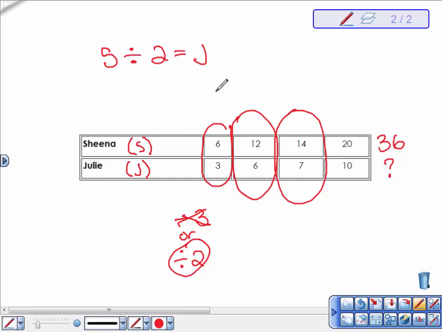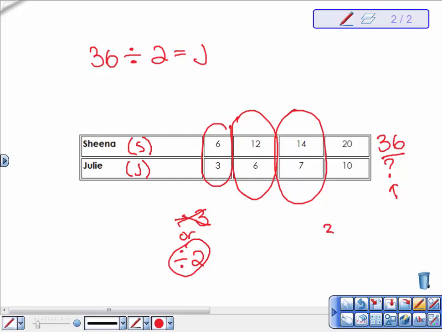It sounds fancy. In fact, tell your parents, hey, did you know that for this math problem, S divided by 2 equals J? And they'll think, wow, you're learning some real fancy math there. But really, it's just saying take whatever Sheena has. This is Sheena. Divide it by 2, and you get Julie, J-U-L-I-E. So now I'm going to substitute in what I know. In this case, I know that Sheena has 36 necklaces. So 36 divided by 2 will tell me what this missing number is, what Julie has.